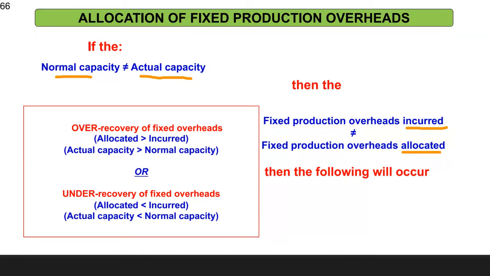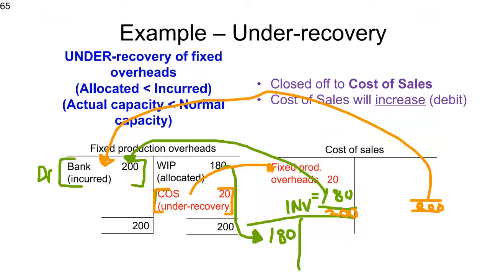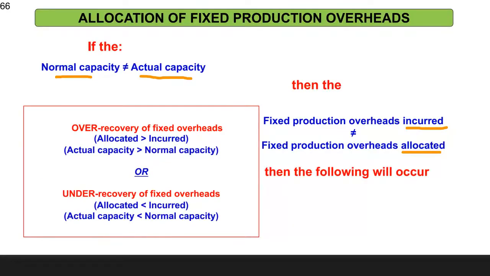So what I'm trying to say here is that the amount we allocated, this amount of 180, is not equal to the 200. It's not always equal. That's what this statement on the right-hand side is saying: the amounts that we incur, the amounts that we pay, sometimes might not equal the amounts that we allocate into the inventory balance. So then we need to do either an over recovery or an under recovery.